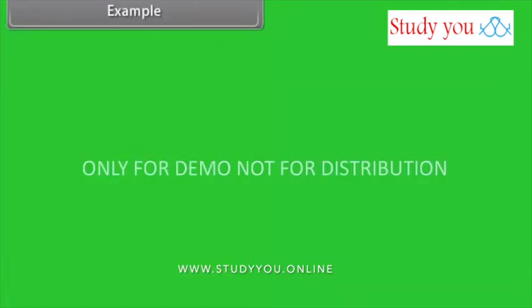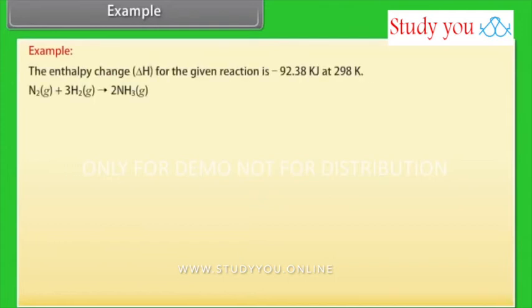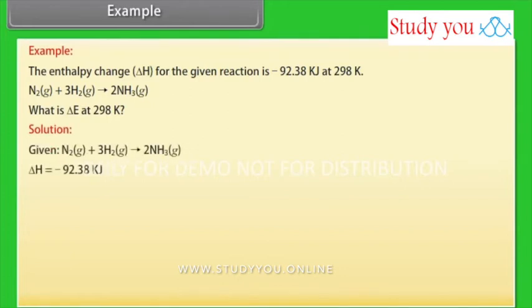Example. Let's take an example on relation between delta H and delta E. The enthalpy change, delta H, for the given reaction is minus 92.38 kilojoule at 298 Kelvin. What is delta E at 298 Kelvin? Let us see the solution. Here the given values are delta H equals minus 92.38 kilojoule.